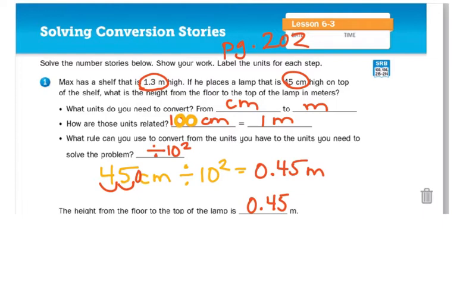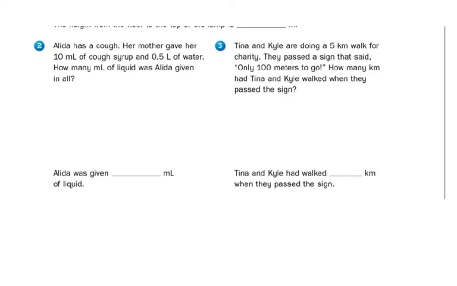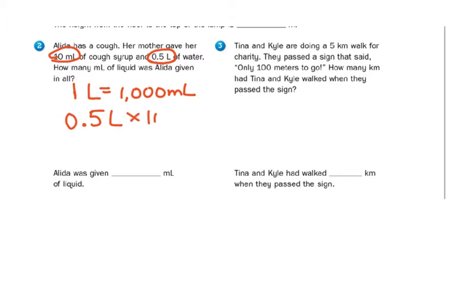Let's try one more. Number 2. Alita has a cough. Her mother gave her 10 milliliters of cough syrup and 5/10 of a liter of water. How many milliliters of liquid was Alita given in all? Well, we're going to write down 1 liter is the same as 1,000 milliliters. We know that she had 5/10 of a liter. We're multiplying that by 10 to the third power. Remember, it's getting larger, so we're going to multiply.